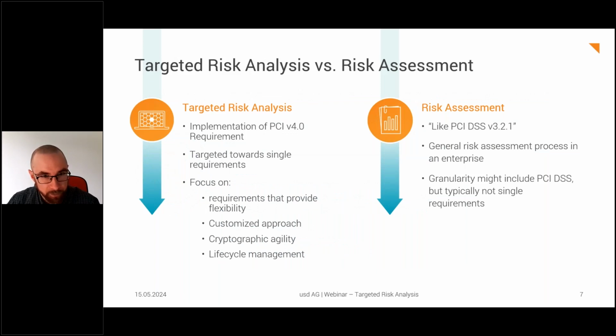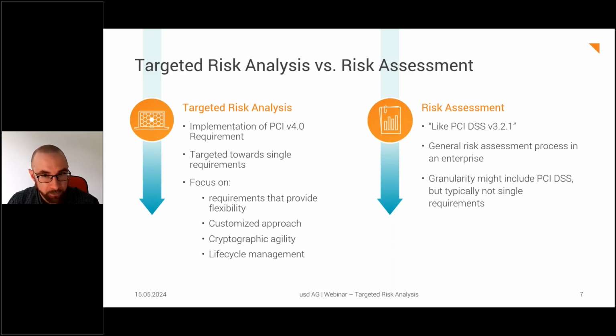Here we have the targeted risk analysis on the left side. This is basically the implementation of the PCI 4.0 requirement that we've just looked at. It has a focus on the 4 different parts that we just went through, and it's really targeted towards single requirements in a way.